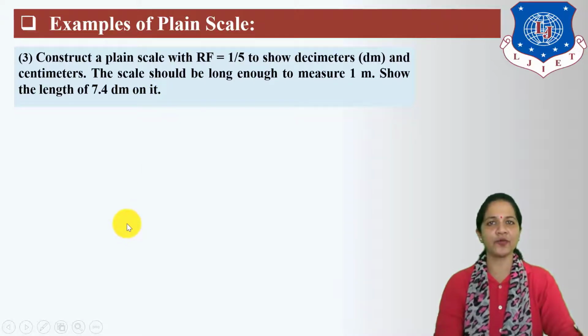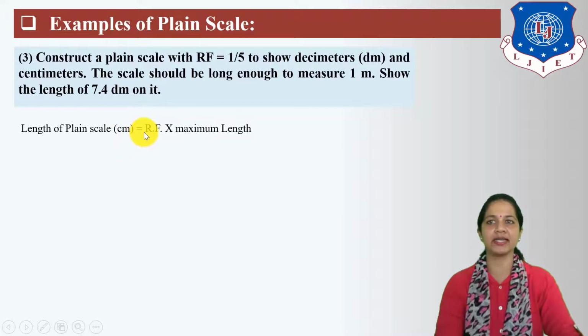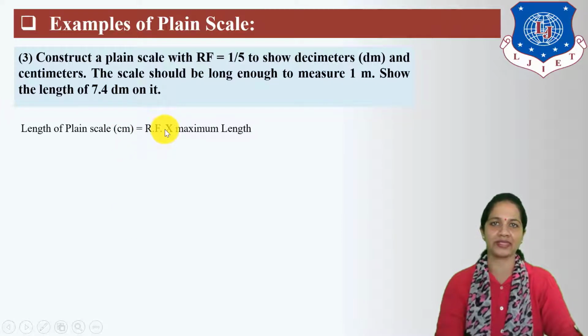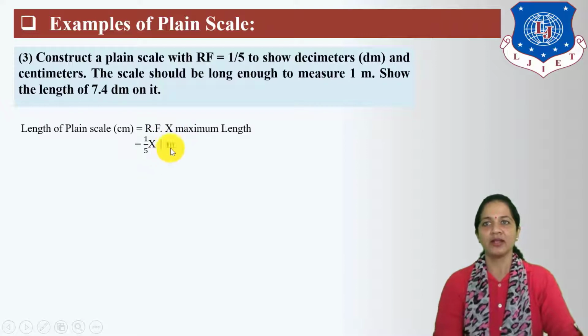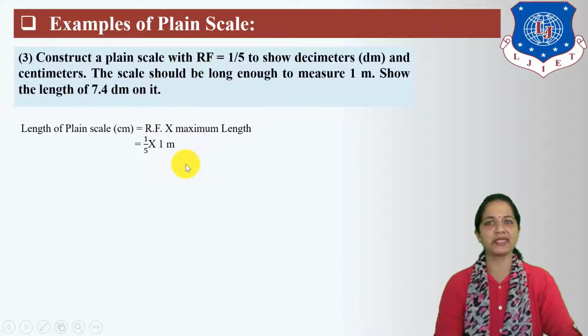Here first we need to find length of the plane scale in centimeter, which is equal to RF into maximum length. Put the value of RF and maximum length in this formula. RF is given as 1 upon 5 and maximum length is given as 1 meter.